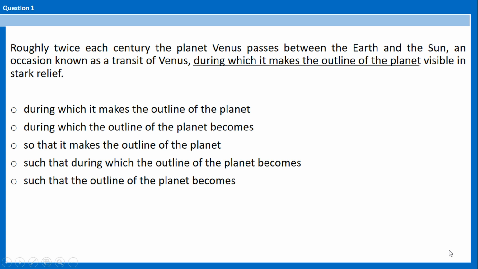Pronouns Test number 1, question 1. Be careful with pronouns. Make sure they have a clear referent. Every pronoun must replace a noun.